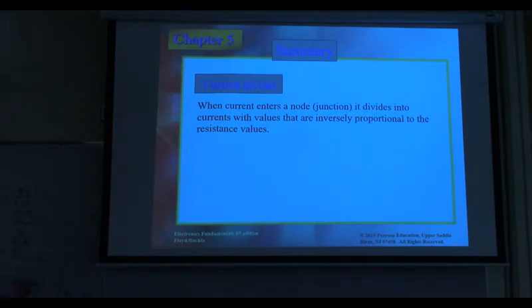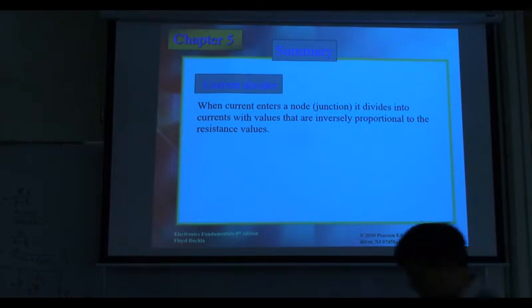How to summarize this? In voltage divider, the voltage is proportional to the resistance. In current divider, the current is proportional to conductance. So the larger the conductance, the larger the current. Any question on that? I write this one, right? So let you think about this more.